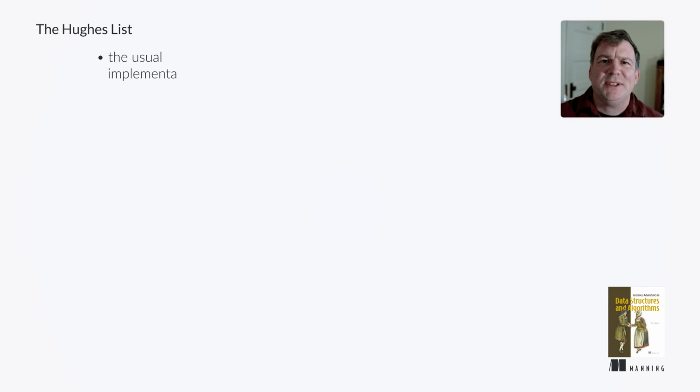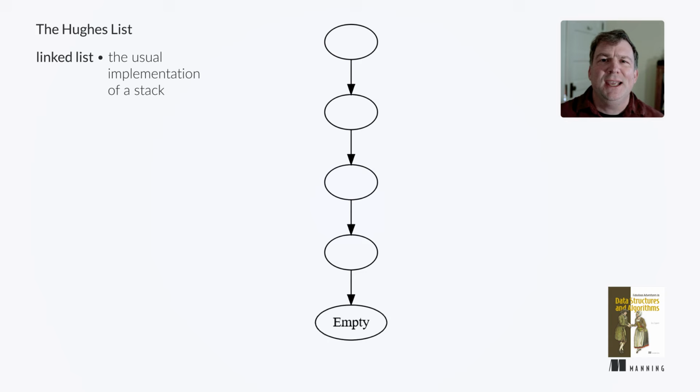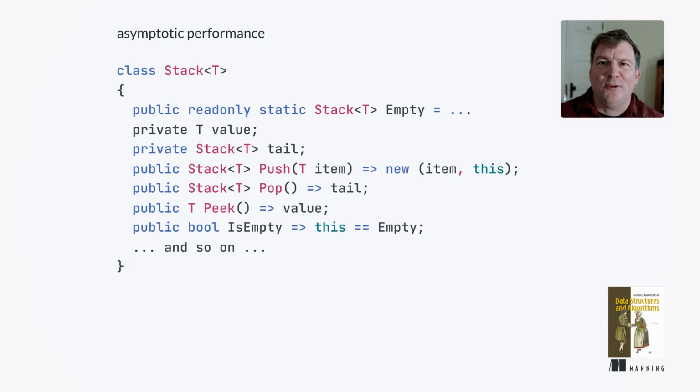The usual implementation of a stack is a linked list. A stack is either empty or it's a value with a link to its tail. If we pushed 9, 0, 3, 5 onto an empty stack of integers, we'd get something like this. The asymptotic performance is clear from the code. Pushing the head, popping the head, peeking are all constant time.